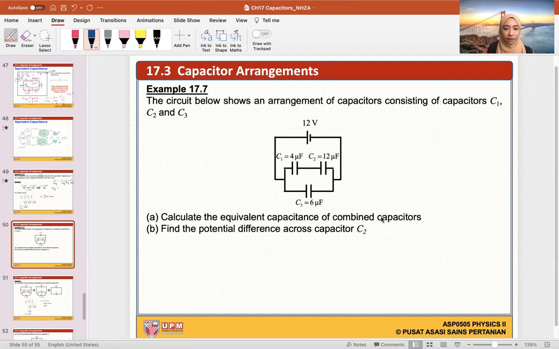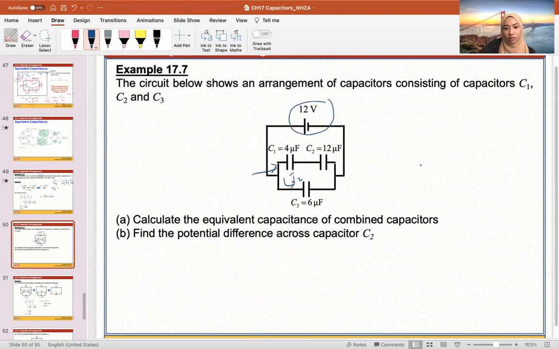Okay, moving on. The circuit below shows an arrangement of capacitors consisting of capacitors C1, C2, and C3. This is your battery. C1 is in series with C2. If I have an I total here, and this is my I1, this is my I2, I1 meets C1 and C2. So C1 and C2 are in series with each other.